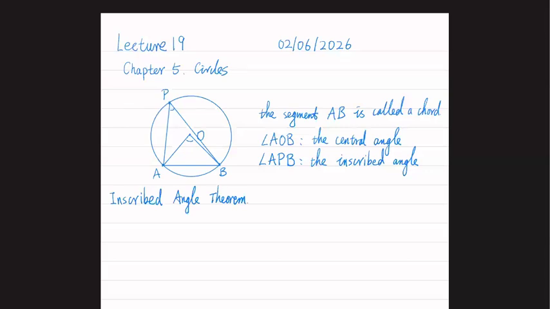What does this theorem tell us? What's the inscribed angle theorem? Okay, so it tells us this inscribed angle is half of the corresponding central angle. Half of the central angle.